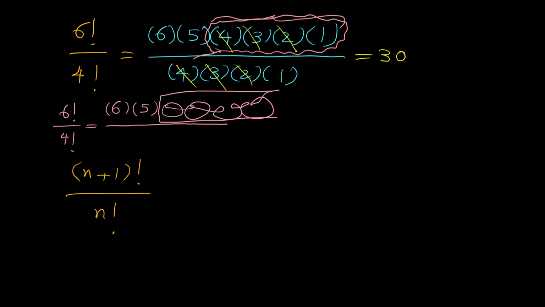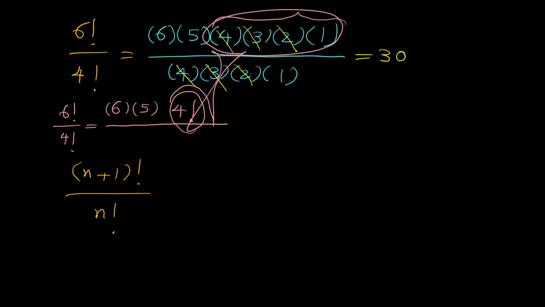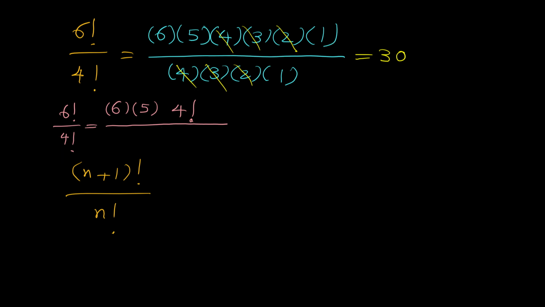But instead of writing all of this, 4 times 3 times 2 times 1, right now we are familiar with factorial. It's better not to waste our time writing all of this. Simply, instead of that, we can write 4 factorial. 4 factorial is exactly this. Why am I doing this here? Because I know that in the denominator I also have 4 factorial, and immediately I can cancel 4 factorial with 4 factorial. This is the better way of doing this question.